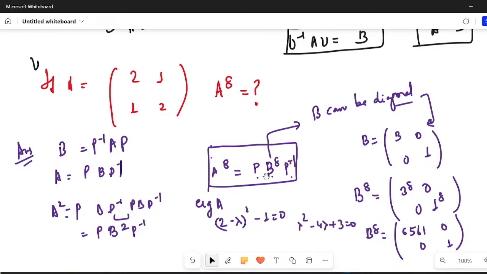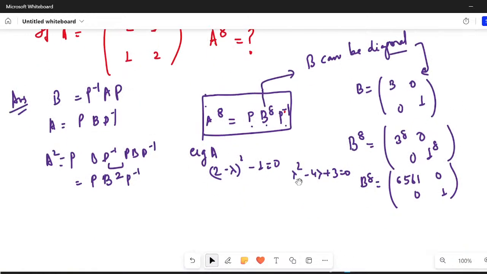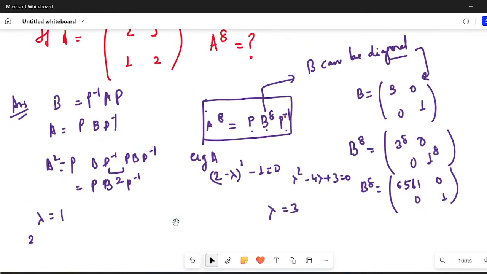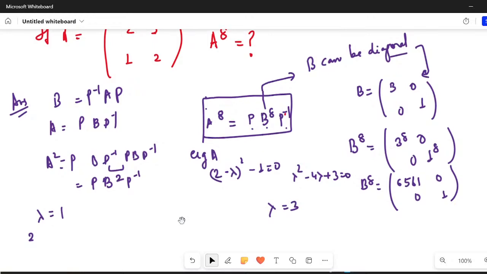Now in order to find this P, we have to find the eigenvectors corresponding to A. I have already found that lambda equal to 1 and lambda equal to 3 are the two eigenvalues. So if I use 1 as the eigenvalue, 2 minus 1 is simply 1.